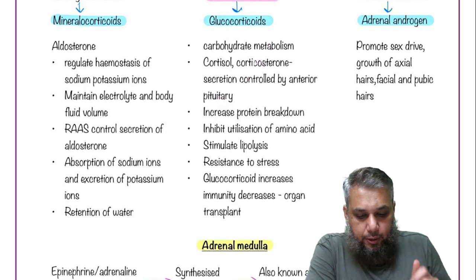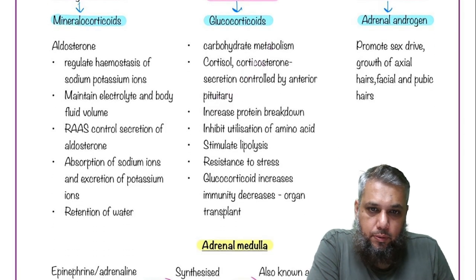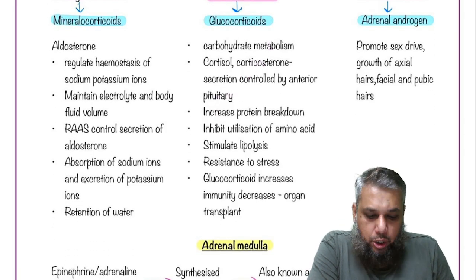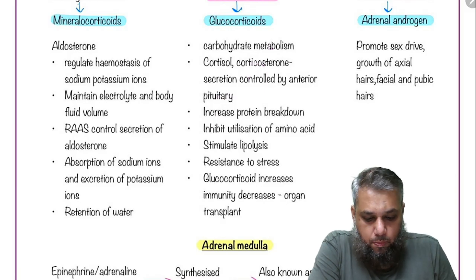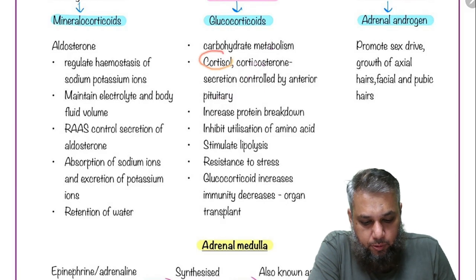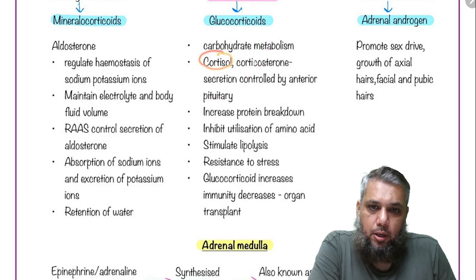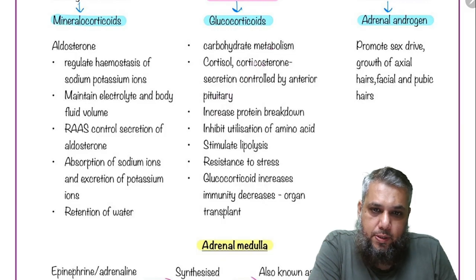The zona fasciculata secretes glucocorticoids. The main glucocorticoid is cortisol. Other than that, corticosterone and cortisone also, but 95% of the glucocorticoid in your blood is cortisol. It helps in proteolysis, the breakdown of proteins into amino acids, but it inhibits the cellular uptake of amino acids, so it does not allow the cell to use amino acids as a source of energy.